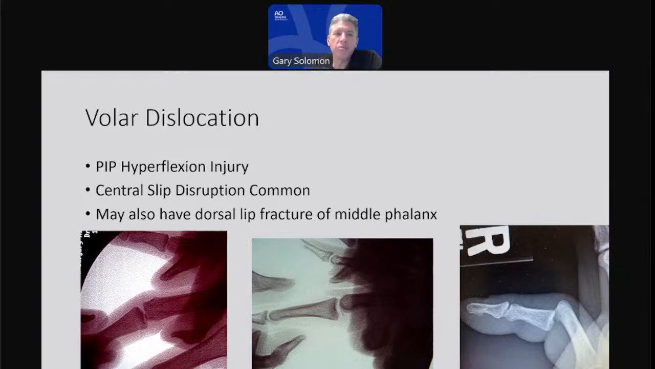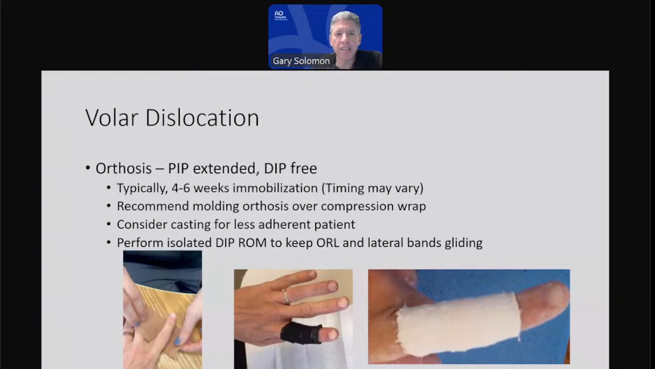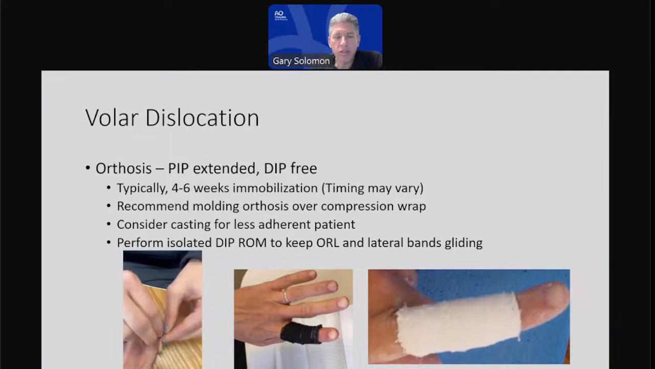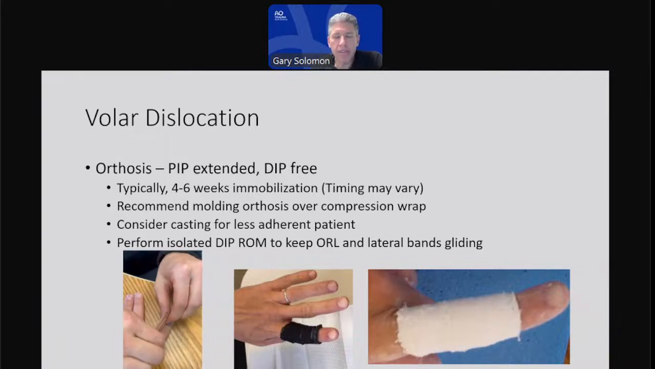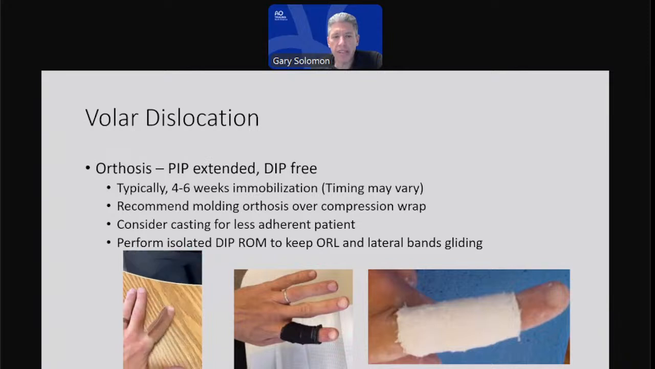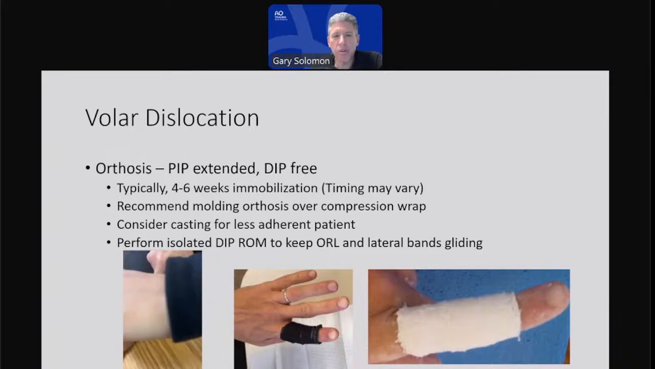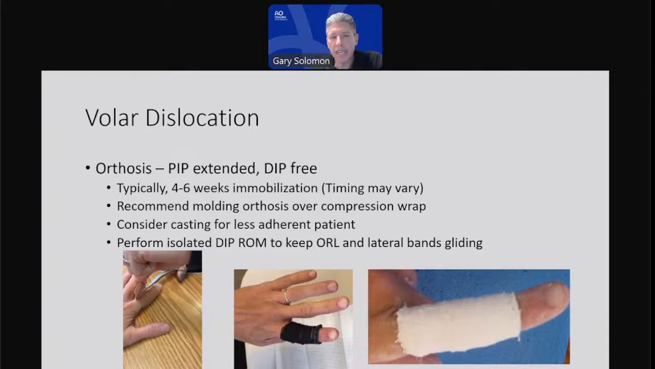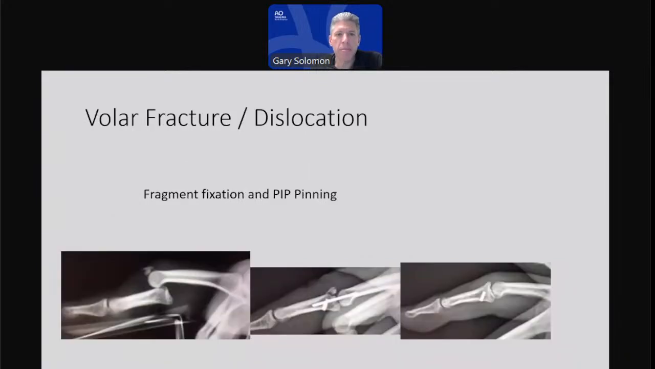Now, volar dislocations with the central slip disruption, and also that dorsal lip fracture of the middle phalanx. As was talked about before, we'll either do a circumferential splint or a cast. If we're treating conservatively, the timing of immobilization can vary. I do like to do whatever I'm doing with Coban underneath. I like circumferential pressure over it. I like to do these little Coban sleeves, at least to control the edema while the joint is immobilized and the DIP is free so they can start moving that.